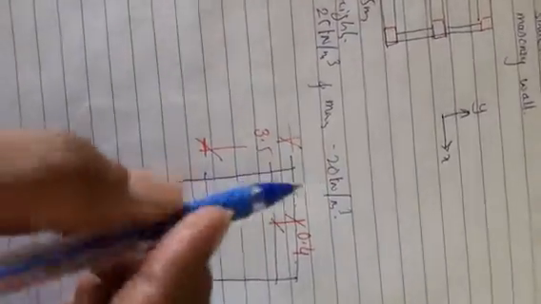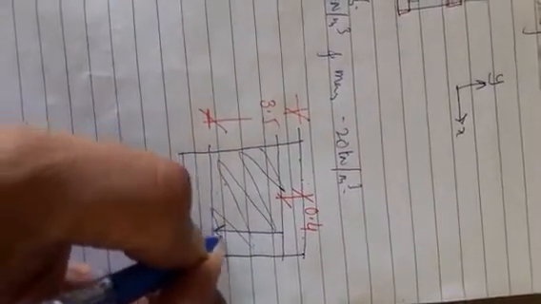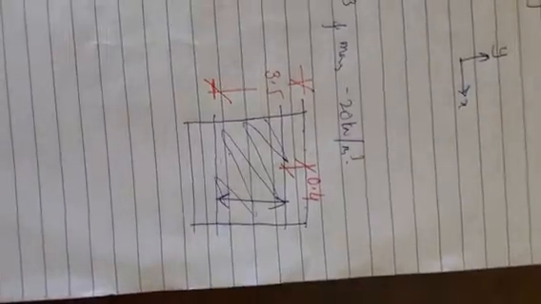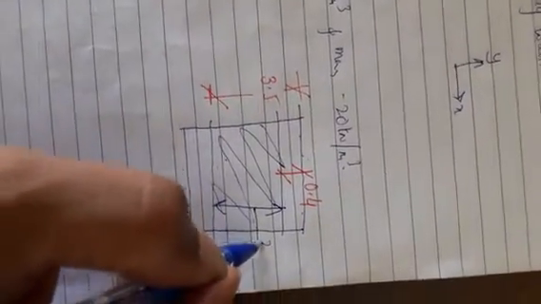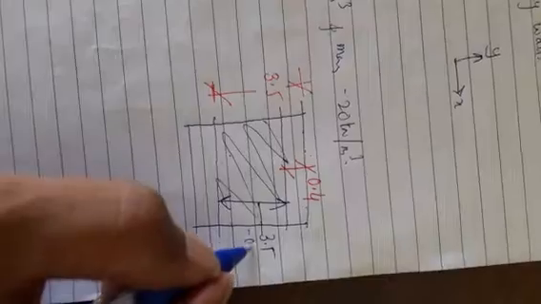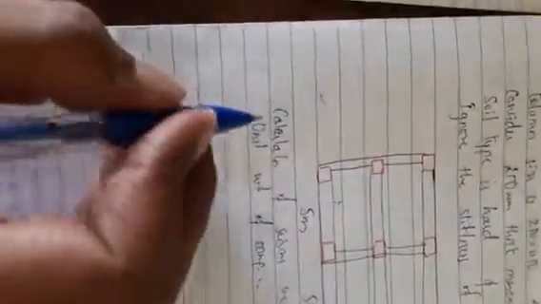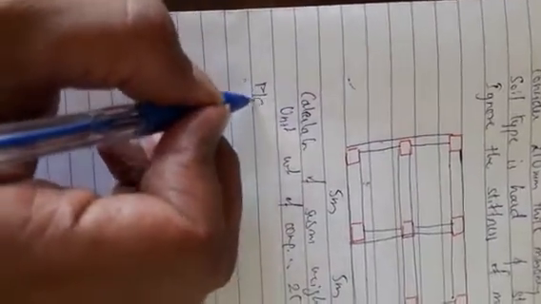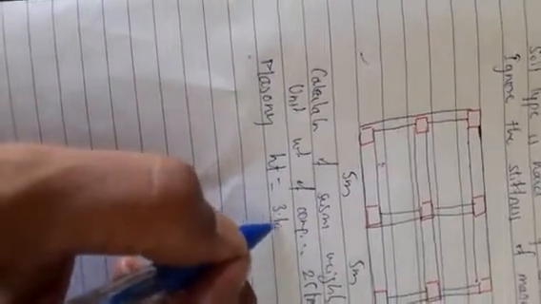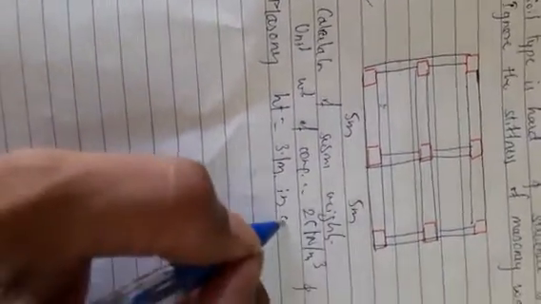Now in this portion only this much will be masonry wall. So height of masonry is this much, and this height of masonry is 3.5 minus 0.4, 3.1 meters. So masonry height is 3.1 meter in each floor. Now I will go on calculating the loads.